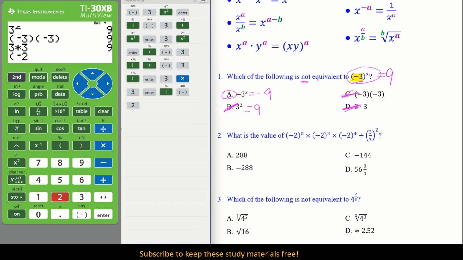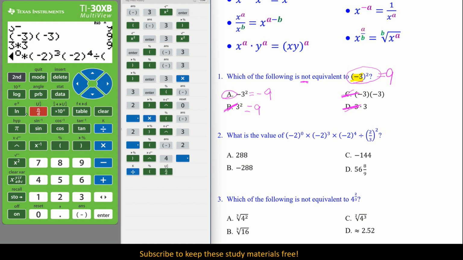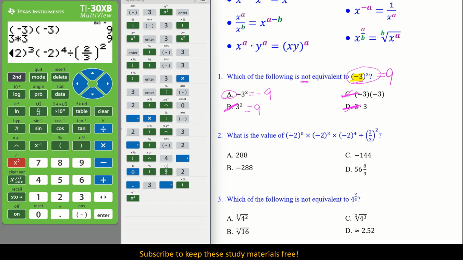So parentheses, negative 2, carry it up to the 0. Now you have to arrow all the way over. Now times, and parentheses, negative 2, and this time it's carried up to the 3rd power. Arrow over, parentheses, negative 2, carry it up to the 4th, arrow over, and then divide in parentheses, and we need a fraction. So 2, arrow down 3, then arrow over. Close your parentheses. Now we need to square that.